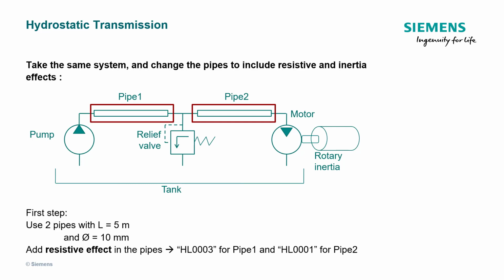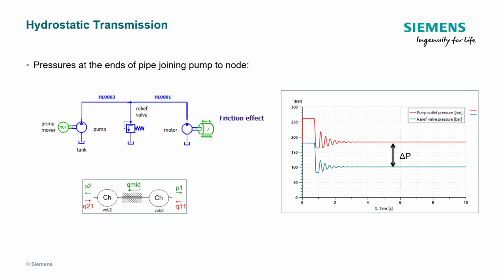Then to add resistive effect in these two pipes, please select HL0001 and HL0003 for the pipes. In fact, there is no difference between these two submodels, only the input and output requirements are different. The resistive effect is like the friction applied on the fluid. So from the schematic at the bottom of this slide, the friction effect is represented by a shaded area between two volumes. As long as there is fluid flowing through the pipe, there will be energy losses, and the pressure level will decrease. Once you have updated the pipe submodel successfully, perform another simulation run.